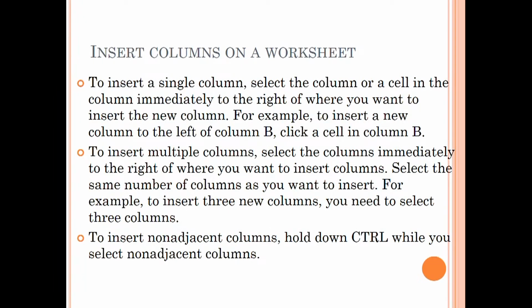To insert a single column, select the column or a cell in the column immediately to the right of where you want to insert a new column. For example, to insert a new column to the left of column B, click a cell in column B. To insert multiple columns, select the columns immediately to the right of where you want to insert columns. Select the same number of columns as you want to insert. For example, to insert 3 new columns, you need to select 3 columns. Now, to insert non-adjacent columns, hold down the Control key while you select the non-adjacent columns.